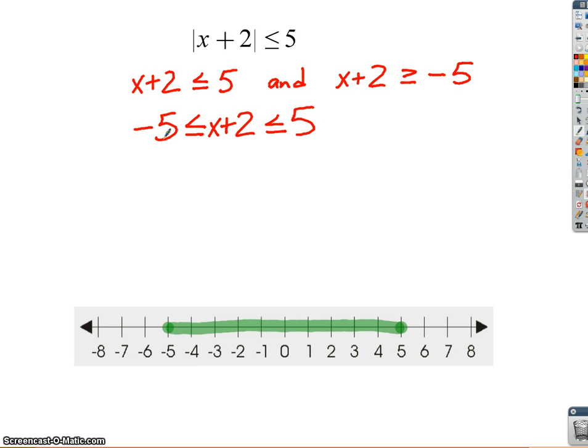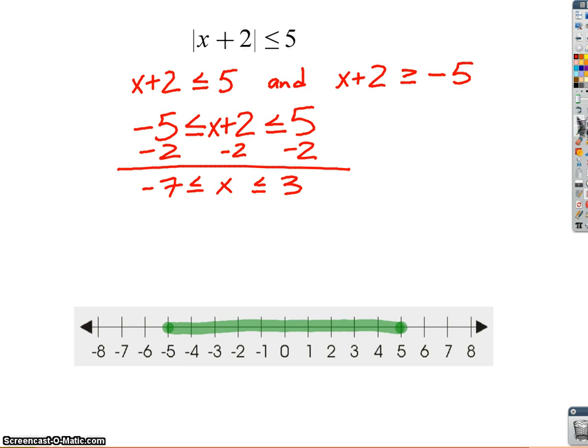So let's go ahead and I'm going to subtract 2 here, subtract 2 here, which means I also have to subtract 2 here. And I'm going to get negative 7 is less than or equal to x, which is less than or equal to 3. And really what that does is it's just saying you have to take this line here and shift it 2 to the left. Okay? And hopefully this will make a little more sense, having looked at the absolute value graphs and how you can manipulate the graphs based on the way that the equation looks. And hopefully that will make sense, having gone through that activity. All right, so this is what the graph of the absolute value of x plus 2 is less than or equal to 5.